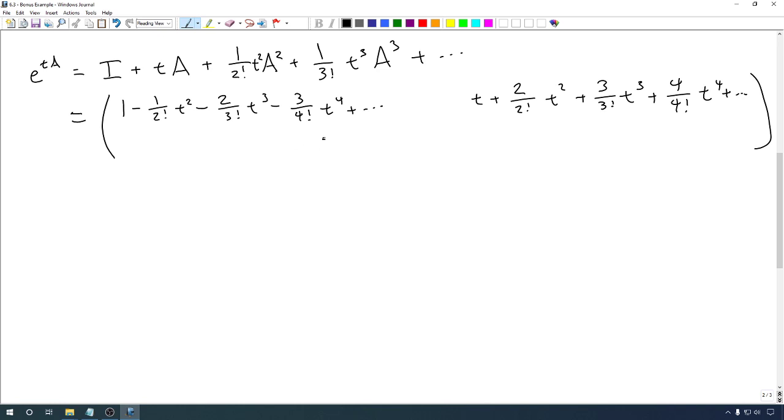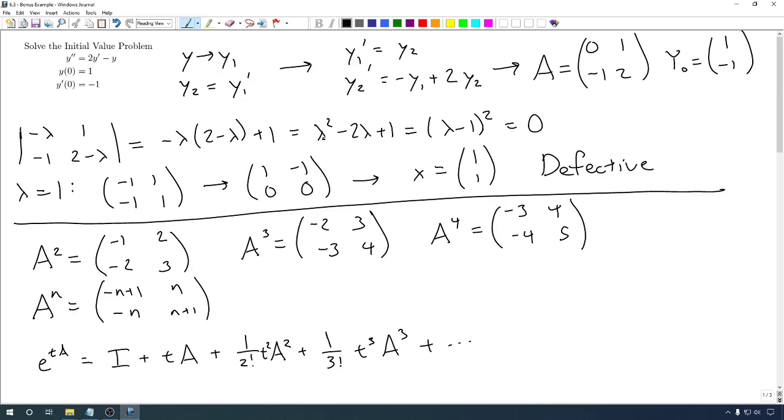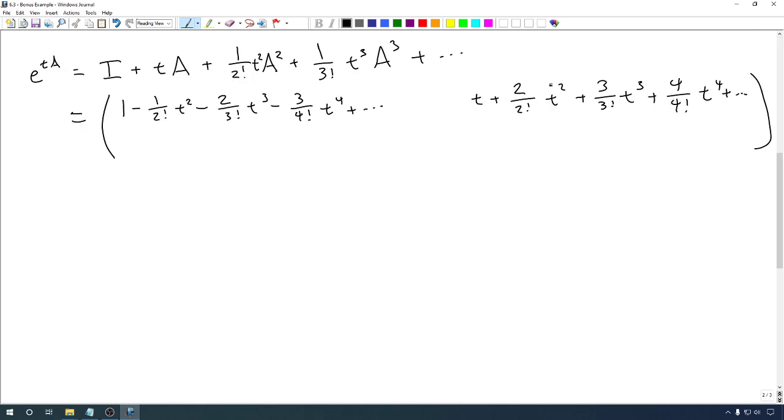Same kind of thing down here. In fact, this one's even very similar to the previous one because all these that we have in that slot are exactly the negatives that we had in the other corner. So we actually get the exact same thing that we have over here, but with the negatives in front of everything. So negative t minus 2 over 2 factorial t squared minus 3 over 3 factorial t cubed minus 4 over 4 factorial t to the fourth, and so on and so forth.